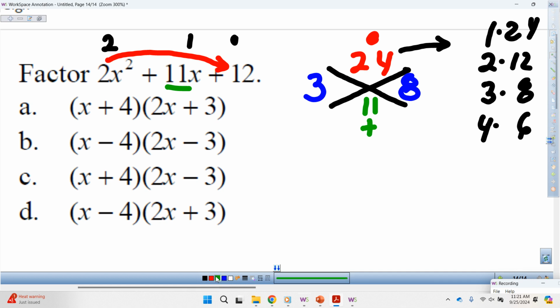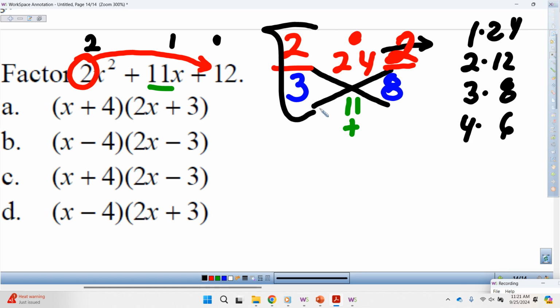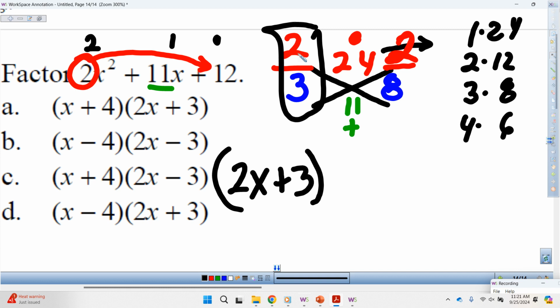However, look up. What do we have here? The 2. What do we do with that one? Write it on top of this one and on top of that one. So now we have two fractions. The first fraction is 2/3. Can we simplify that anymore? No, so my factor is 2x plus 3. We get it from there.